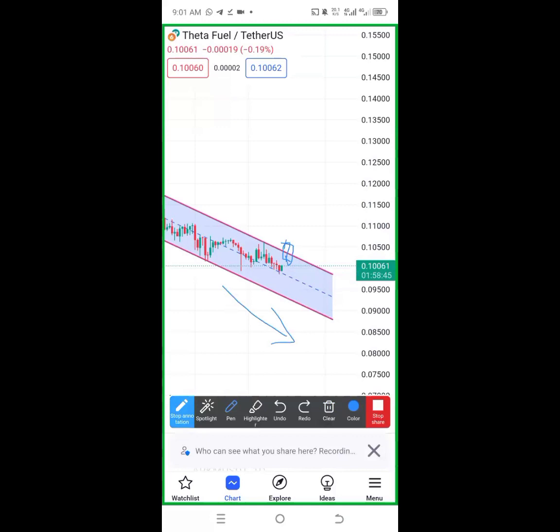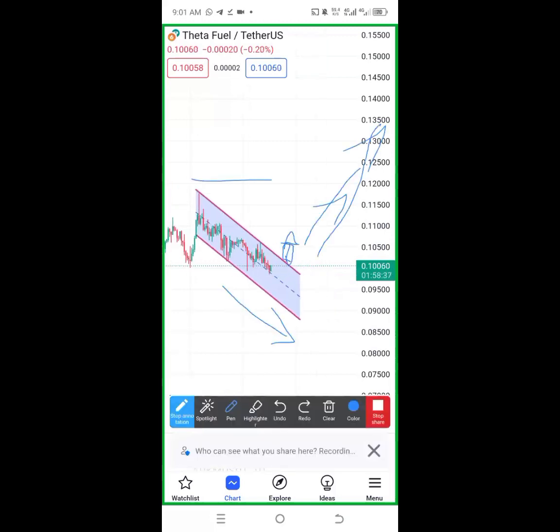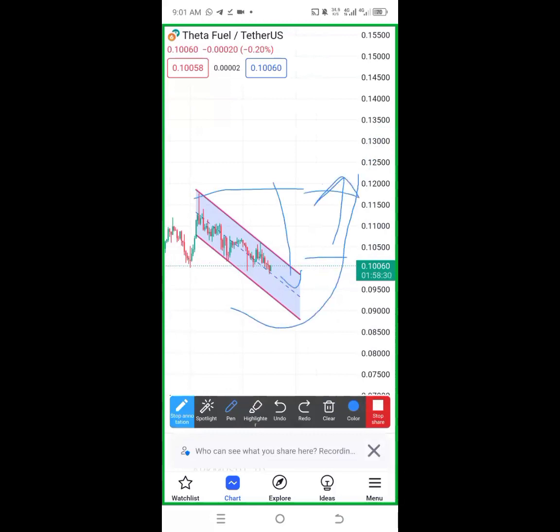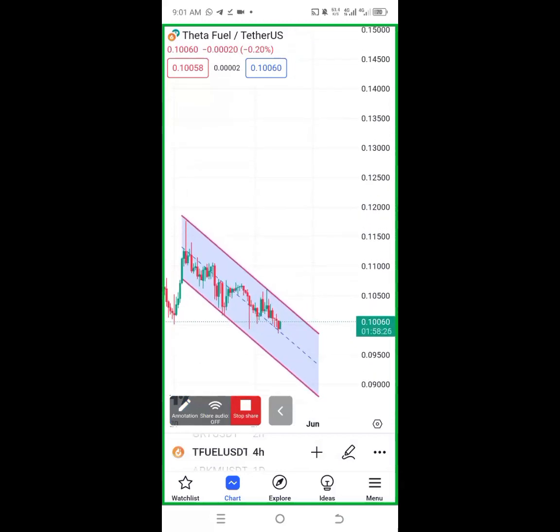I wait for what happens here. If it is confirmed, that means I can enter and enjoy the ride back up, because the price would have come so far. From there, now we are here. So I have to make sure I enter and ride back up. All right. So that's how you draw this trend line.